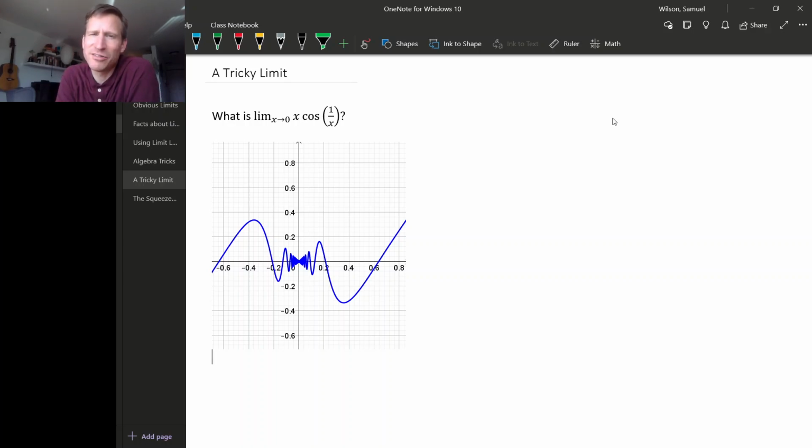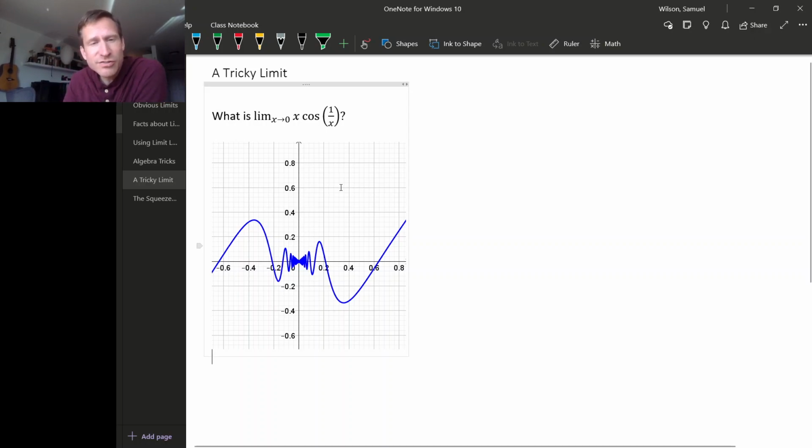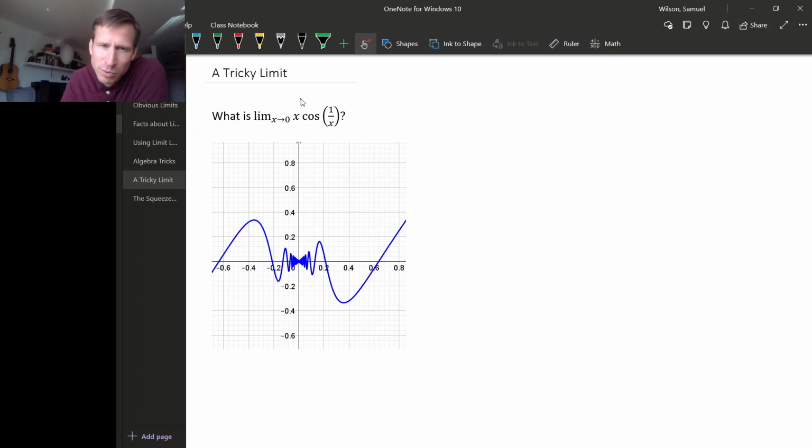There's one more trick for calculating limits that shows up every once in a while, just often enough to have a look at. So here's a limit that we could try to evaluate: the limit as x goes to 0 of x times cosine of 1 over x. Now you might think, well, look, there's a product here, so why don't we use the limit laws, right? The product rule for limits says this is the limit as x goes to 0 of x times the limit as x goes to 0 of cosine of 1 over x.